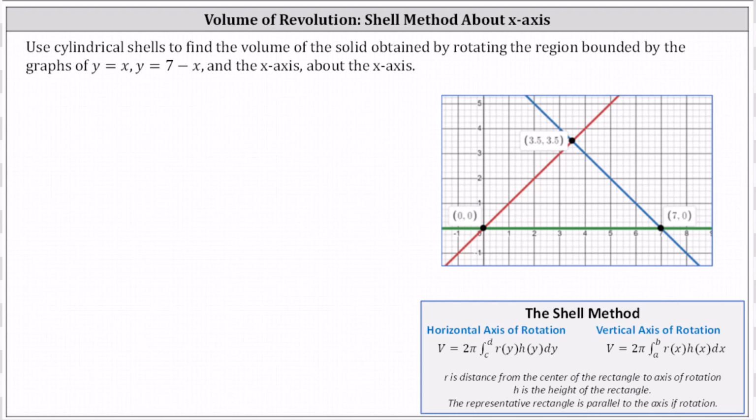Use cylindrical shells to find the volume of the solid obtained by rotating the region bounded by the graphs of y equals x graphed in red, y equals 7 minus x graphed in blue, and the x-axis graphed in green, when rotated about the x-axis. The boundary region R is this triangular region.